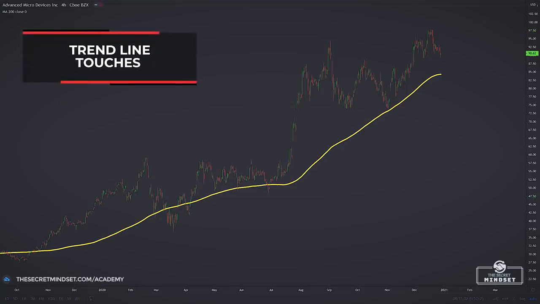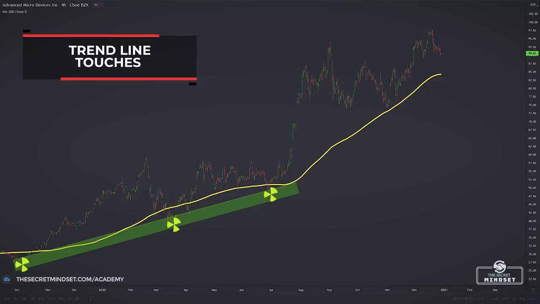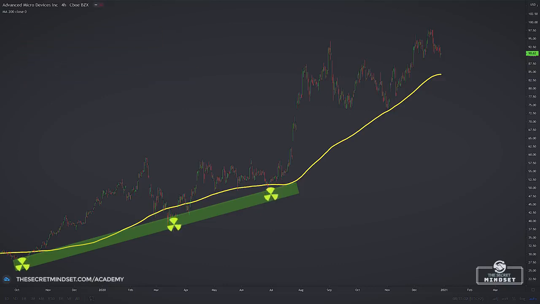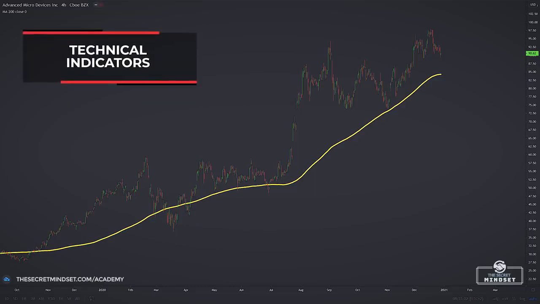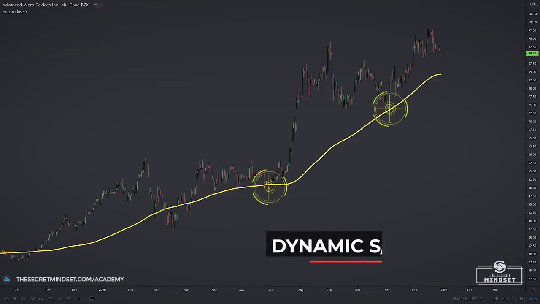Then we have trend line touches. A trend line is an imaginary line that is drawn to illustrate a trend. Trend lines are drawn by connecting the highs or lows of the price with straight lines. These lines can be used as support and resistance levels. And finally, we have technical indicators. Certain overlay technical indicators can also be used as support and resistance. These indicators can reveal significant price points that otherwise wouldn't be visible on a chart. For example, a stock may use its 200-day moving average as support or resistance.